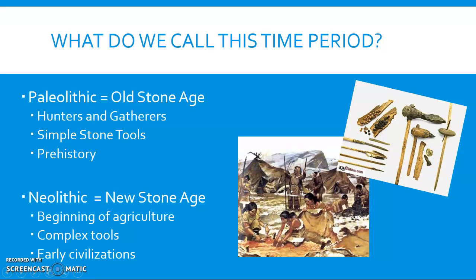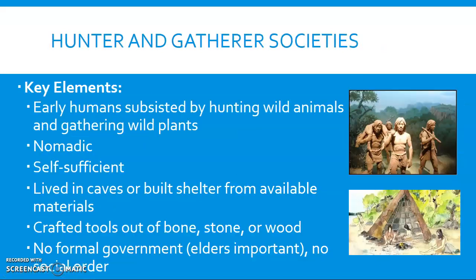For the Neolithic time period, we're going to move into that as we go through this lesson. We're going to start seeing agriculture develop, which we're going to see as being a big change. Tools become more complex. There's multiple parts to the tool. Instead of just a rock that you hit something with, now we're talking about a spear or an early kind of bow and arrow. And we're going to start seeing the earliest civilizations. And we'll talk about what that means as we go through.